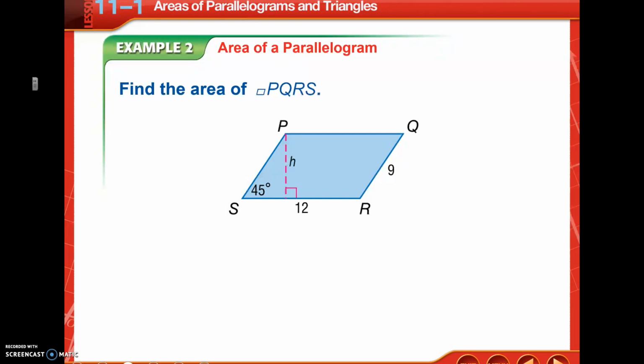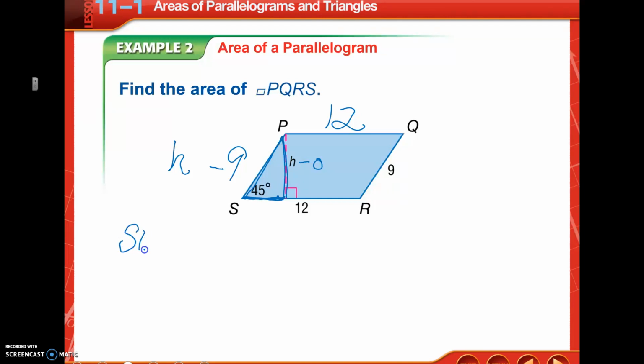So here we're not given this segment, so we can't use the Pythagorean theorem. We do know this is 9, and we know this is 12. So there's a few ways that we can do this. We can know that this is 45 degrees, so that means this length and this length are the same in a 45-degree triangle. Or we can also use our trigonometric functions. So we have opposite and we have hypotenuse. Remember from SOHCAHTOA that sine goes with opposite and hypotenuse.